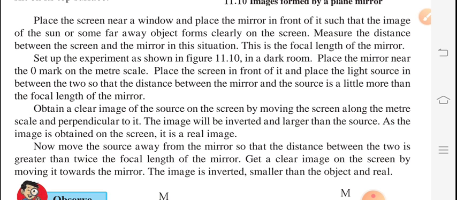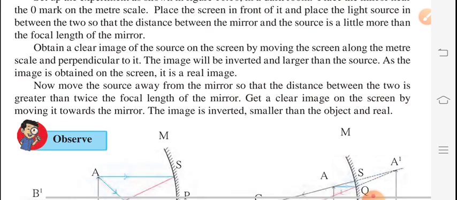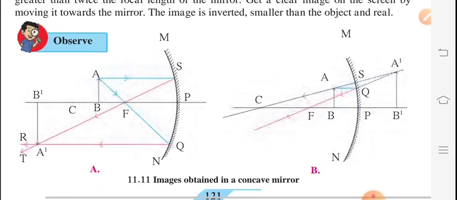Please listen carefully. The image will be inverted and larger than the source. As the image is obtained on the screen, it is a real image. Now move the source away from the mirror so that the distance between the two is greater than twice the focal length of the mirror. Get a clear image on the screen by moving it towards the mirror. The image is inverted, smaller than the object, and it is real. So here is the diagram for the same.